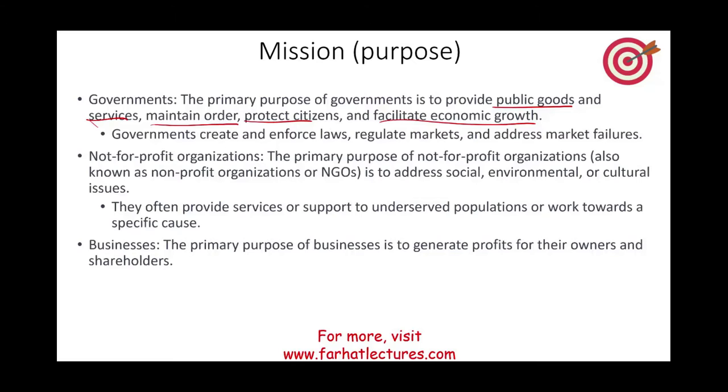On the other hand, businesses, the primary purpose is to do what? To generate profit. That's easy. To generate profit to whom? To the owners. Because it's very important to understand that businesses will have owners. We're going to see who are the owners of the government and not-for-profit, because that drives the mission.